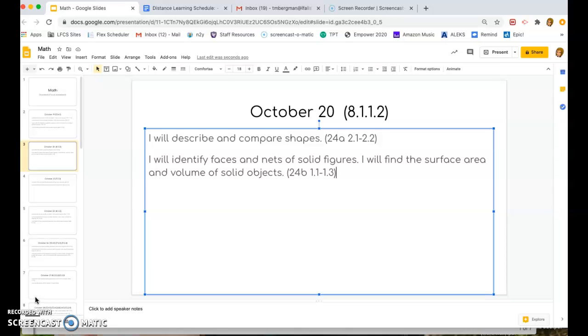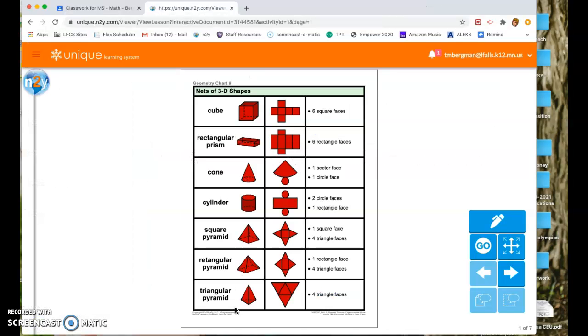Okay, let's get started. We've talked about some of these shapes already: a cube, a rectangular prism, a cone, a cylinder, a square pyramid, a rectangular pyramid, and a triangular pyramid. So we've talked about these. We've talked about the faces, the edges, and the vertex, all those parts of these shapes. Well, now we're going to talk about the net, okay?